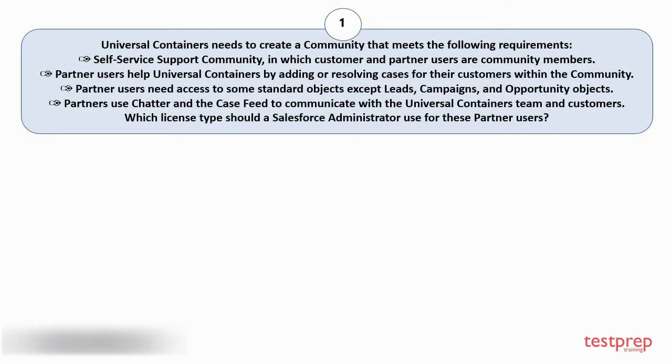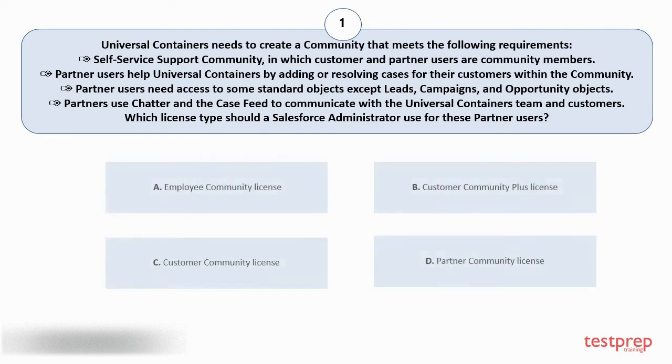Universal Containers needs to create a community that meets the following requirements. 1. Self-service support community, in which customer and partner users are community members. 2. Partner users help Universal Containers by adding or resolving cases for their customers within the community. 3. Partner users need access to some standard objects except leads, campaigns, and opportunity objects. 4. Partners use Chatter in the case feed to communicate with the Universal Containers team and customers. Which license type should a Salesforce administrator use for these partner users?